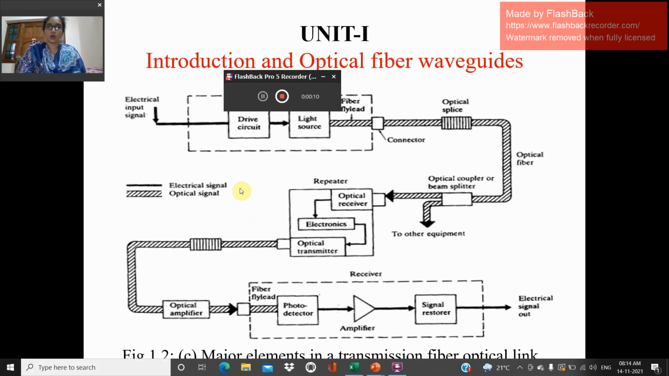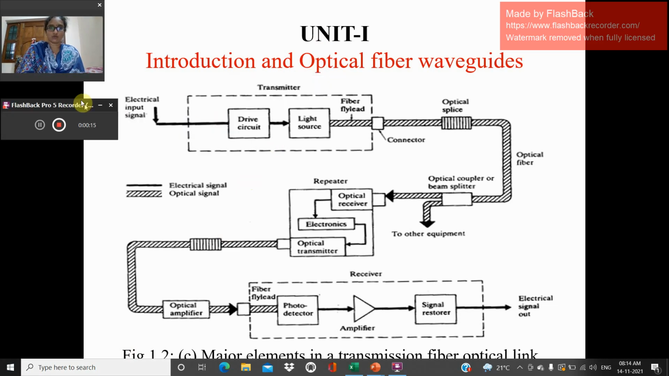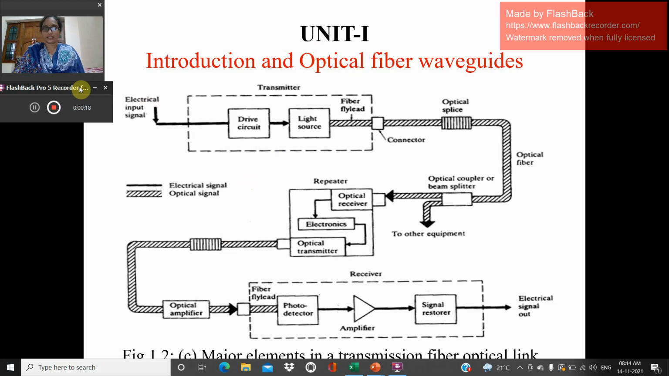Today we are going to discuss the major elements involved in a fiber optical link. What are the major elements involved in the transmission fiber optical link? First of all, there are three blocks. The first block is the transmitter block, the second block is the repeater block, and the third block is the receiver block. From the transmitter section to the repeater section we pass the optical signal, and from the repeater section to the receiver section we again pass the optical signal.